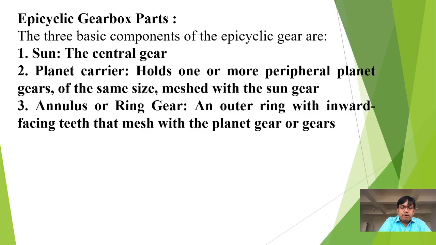Now you see what the important elements of the epicyclic gear train are. One is the sun gear, which is exactly the central gear, or you could call it the center gear. The second one is the planet gears, which are small sized gears. And the third one is the annulus or ring gear, which has internal teeth.